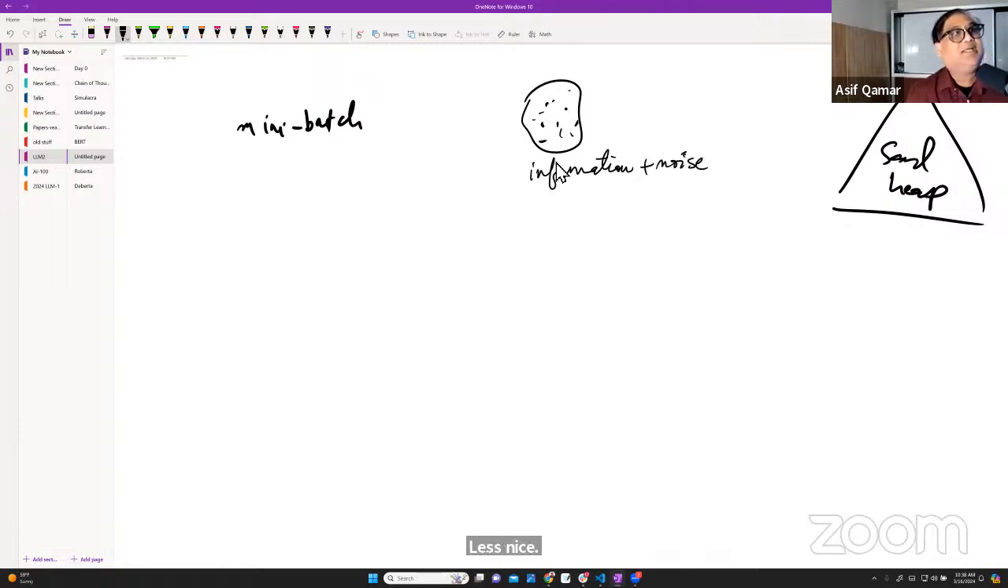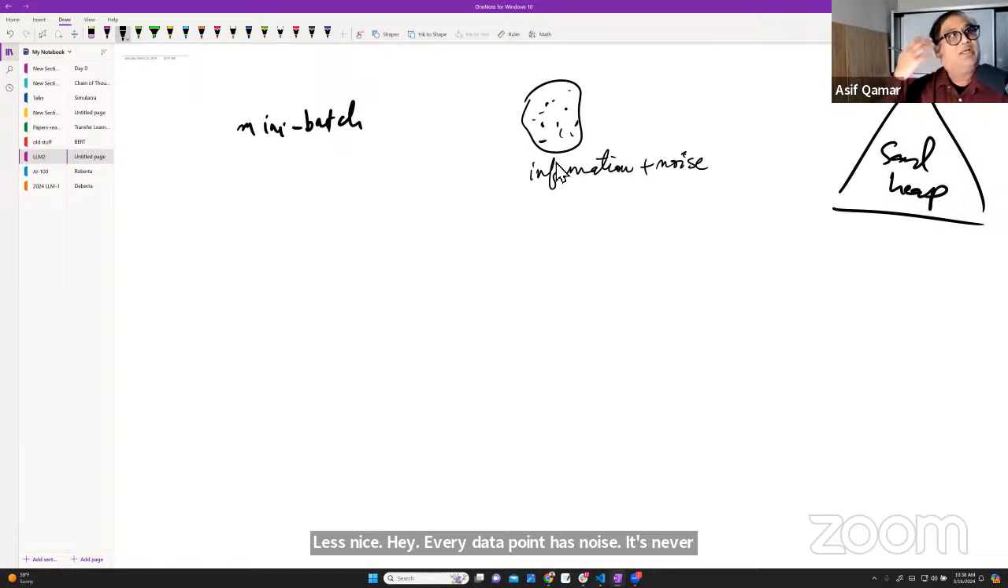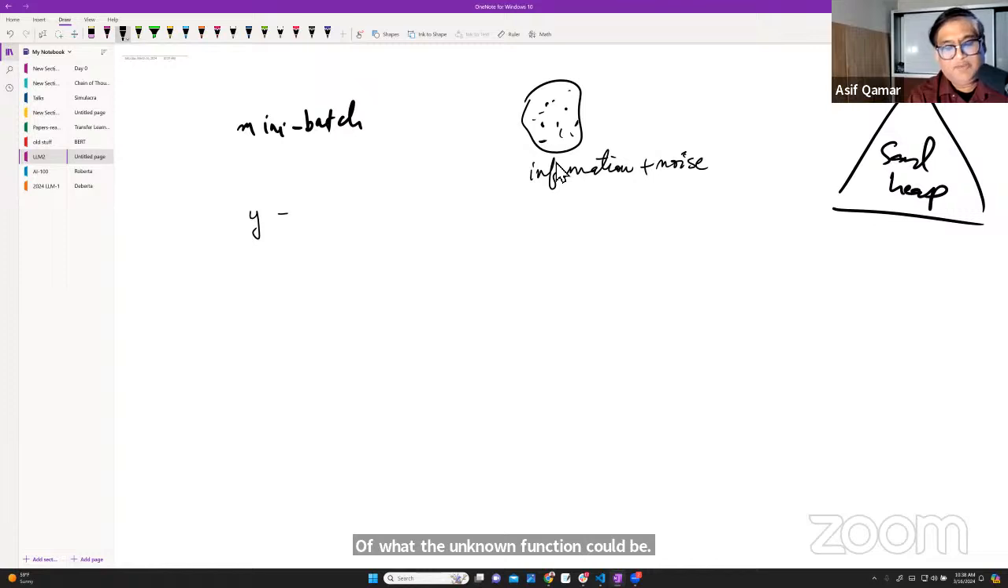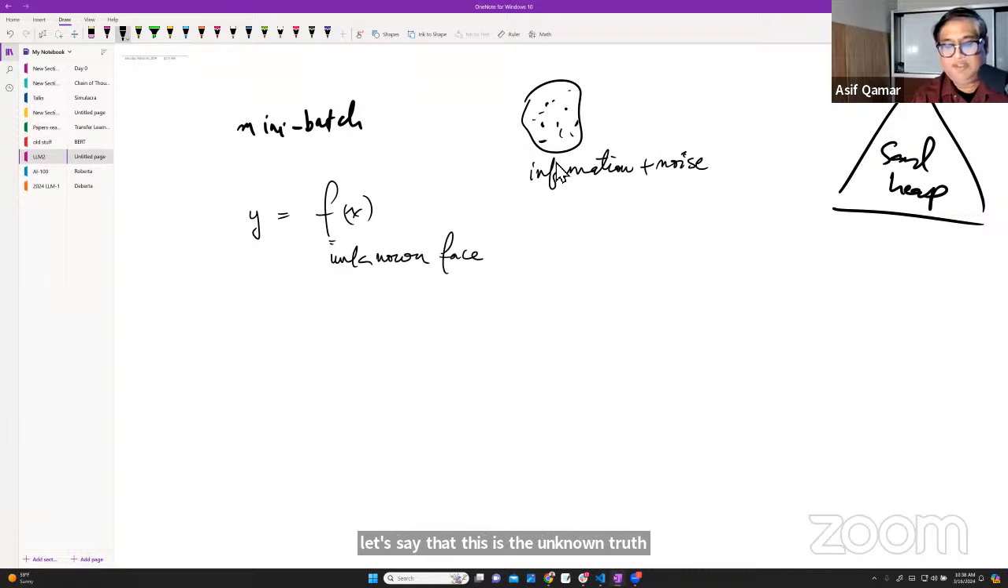Right? Every data point comes with noise. It is never exactly capturing the relationship between the input and the output of what the unknown function could be. So just to recap, let's say that this is the unknown truth, the unknown force producing the ground truth y from x.